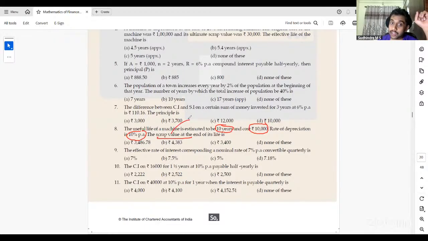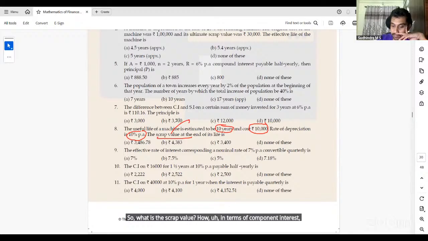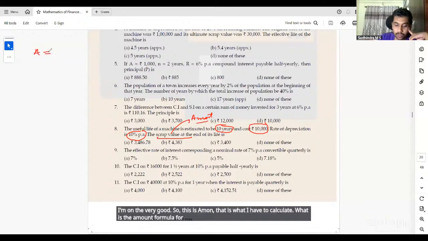So what is the scrap value? In terms of compound interest, it is the amount. Amount. Very good. So this is the amount that I have to calculate. What is the amount formula for depreciation?